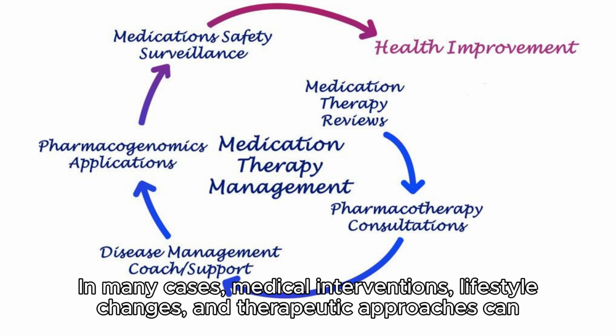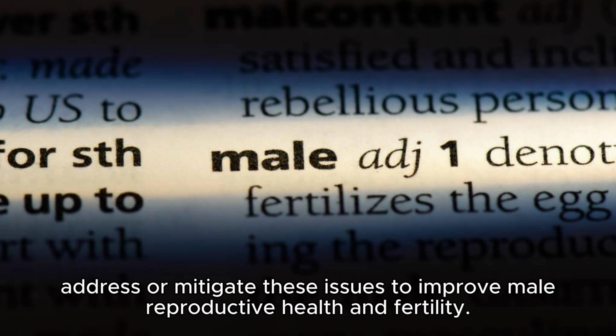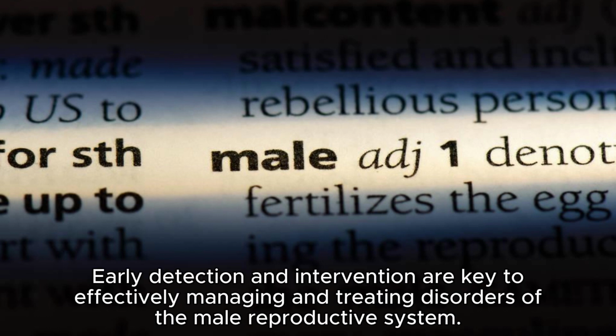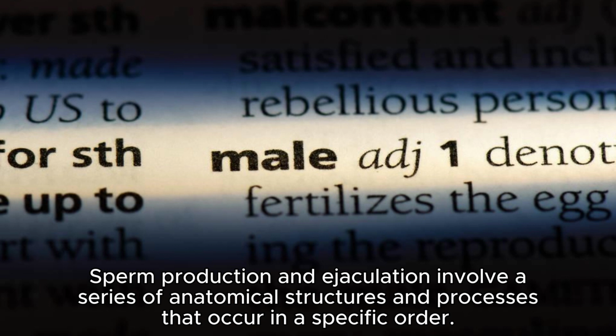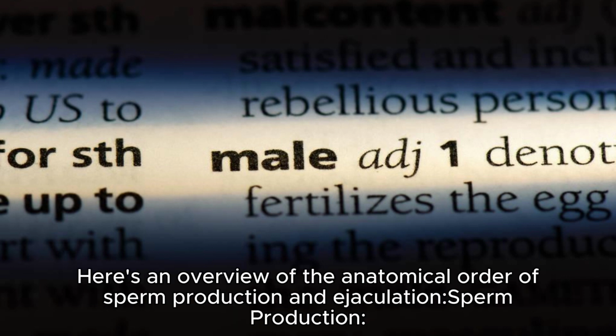In many cases, medical interventions, lifestyle changes, and therapeutic approaches can address or mitigate these issues to improve male reproductive health and fertility. Early detection and intervention are key to effectively managing and treating disorders of the male reproductive system. Sperm production and ejaculation involve a series of anatomical structures and processes that occur in a specific order. Here's an overview of the anatomical order of sperm production and ejaculation.